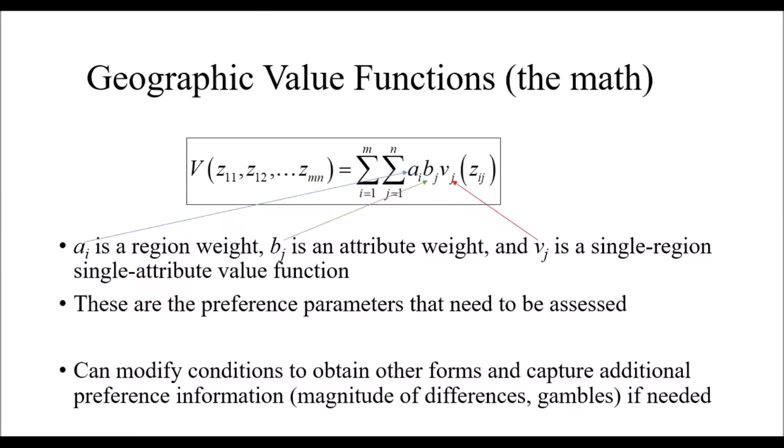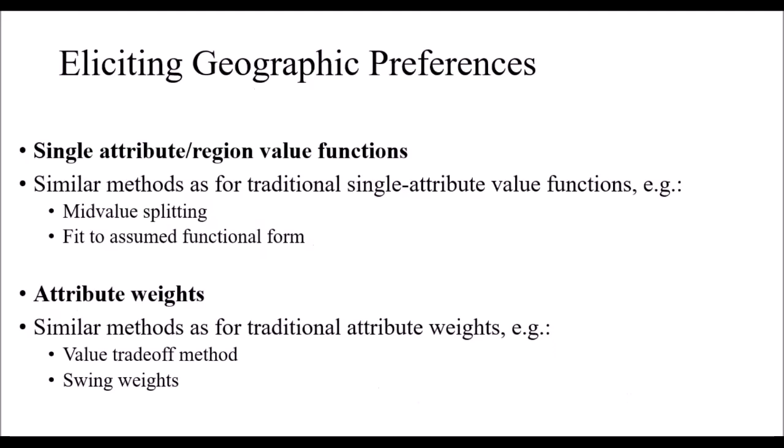Now, once we've established that this kind of value function is okay to use for this problem, the next step is going to be to elicit these preferences from decision makers. And most of this is not any different from what would be done in any other application of multi-attribute decision making. So the same methods that work for assessing single attribute value functions would be just fine here.